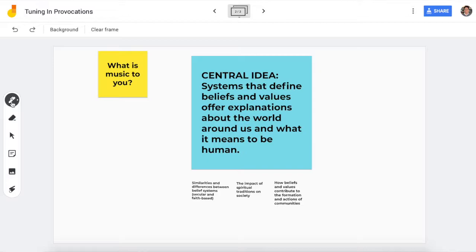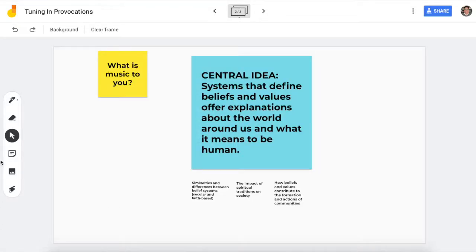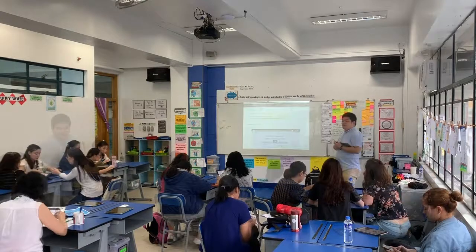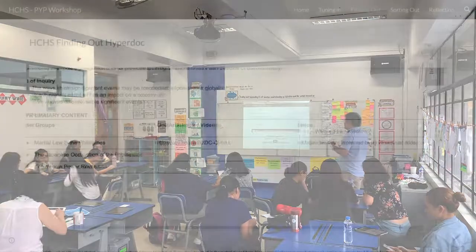So if you'd like to try it out, all you have to do is choose one of the icons here. You have a pen, eraser, your cursor, and even your sticky note. You can just click the sticky and try it out, or you can even post a question. We have different resources and options for our students.